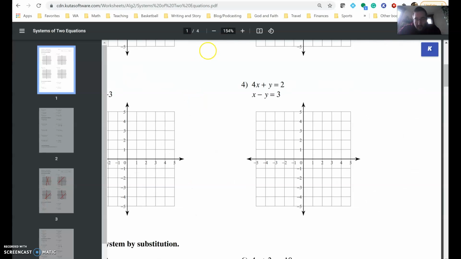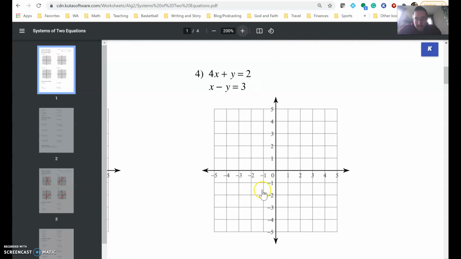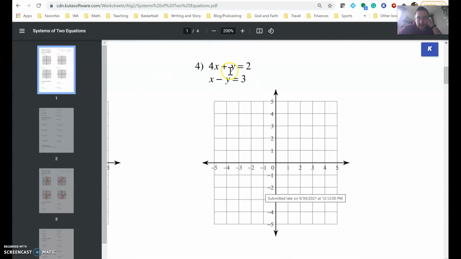Won't let me zoom in anymore. There you go. Maybe it will. There we go. 4x plus y equals 2, x minus y equals 3. That's not in graphing form. So let me show you how the calculator can do some really cool stuff.